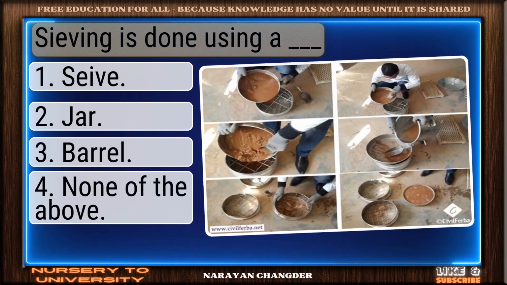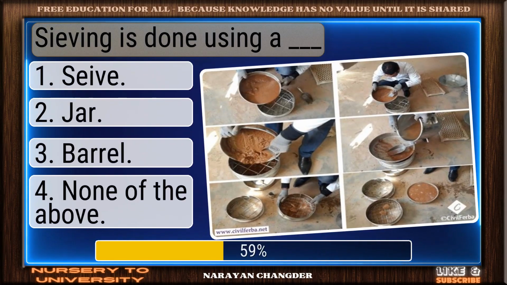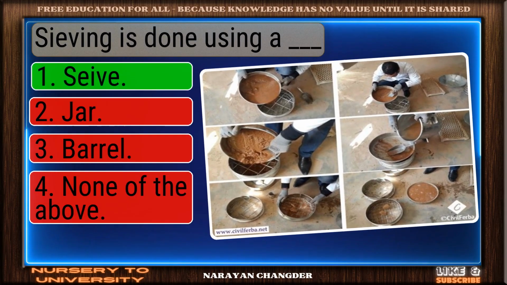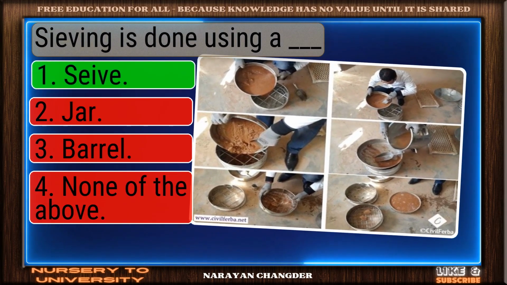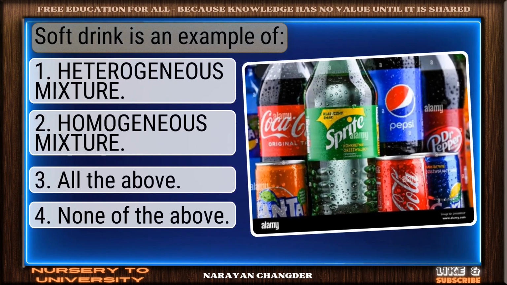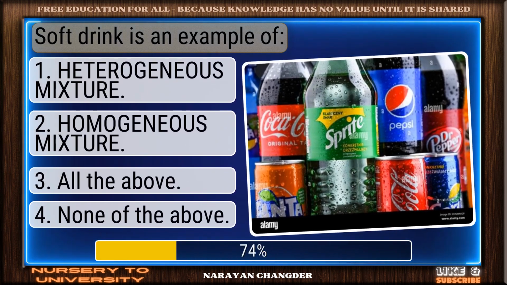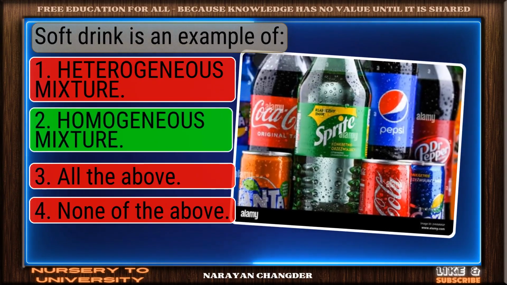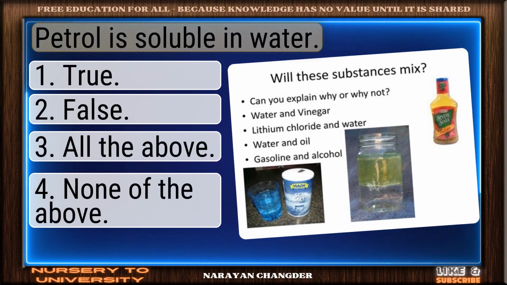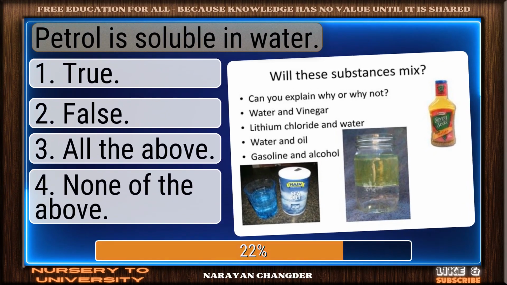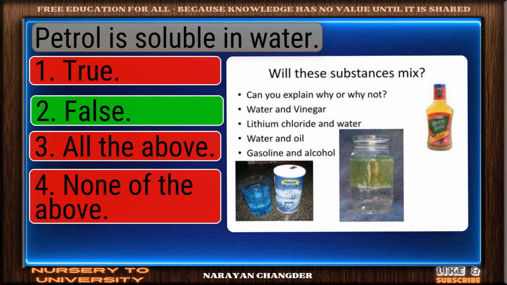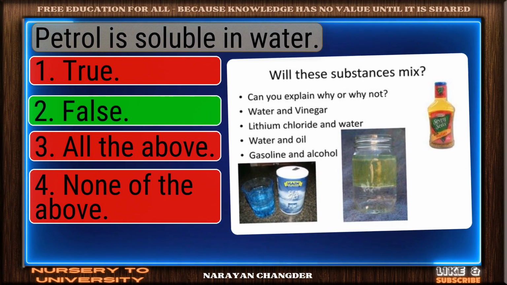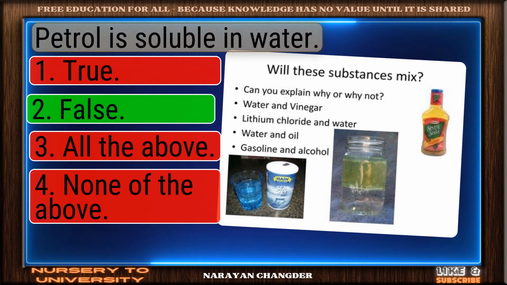Sieving is done using a dash. On track. Sieve is the correct answer. Soft drink is an example of. Solid response. Homogeneous mixture is a valid choice. Petrol is soluble in water. On track. False is the correct answer.